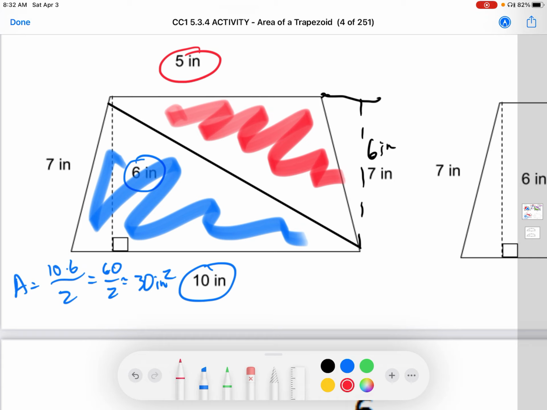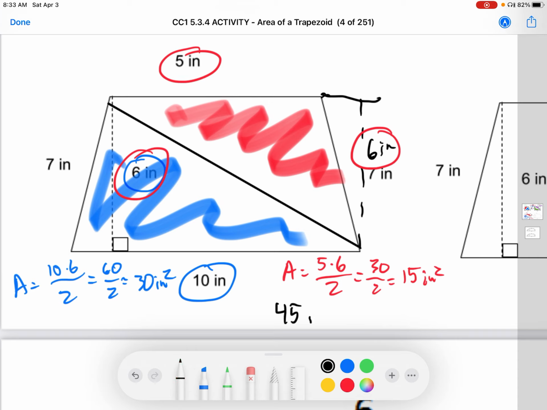You can see that in this case the base is 5 and the height is 6, but we could also circle that, right? Again, just a reminder, the heights are the same for each one. Base is 5, height is 6. That's 30. 30 divided by 2 is 15. 15 square inches. We add that up, and we're going to have a total of 45 square inches.